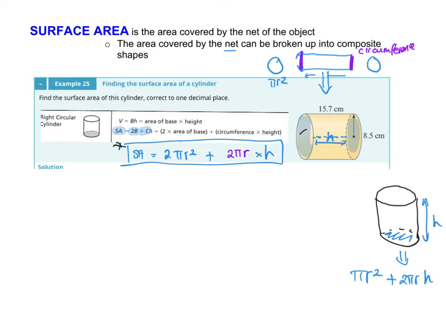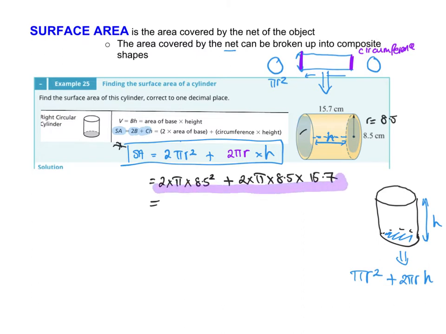It says find the surface area of the cylinder correct to 1 decimal place. Here I can see that r is 8.5. So under here I'm going to go 2 times pi times 8.5 squared plus 2 times pi times the radius again, 8.5, times the height, which is 15.7. And we can write this statement exactly like that into your calculator. Just write it all in one go, and I'll show you.